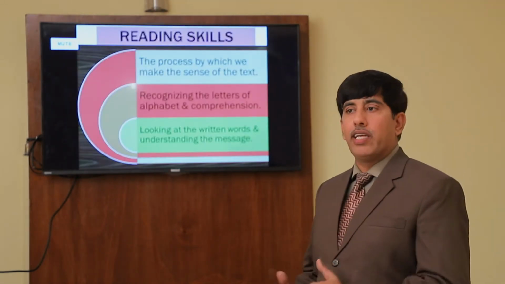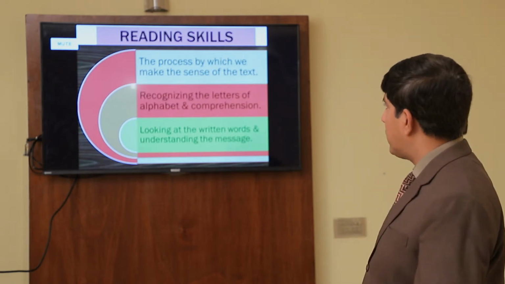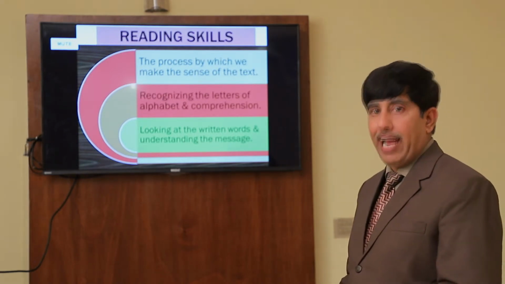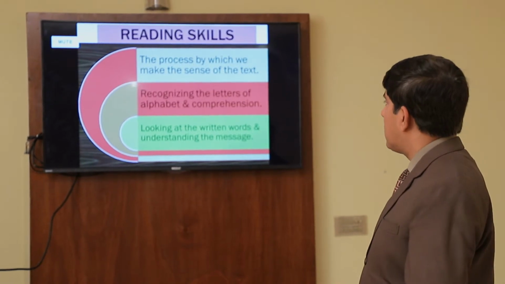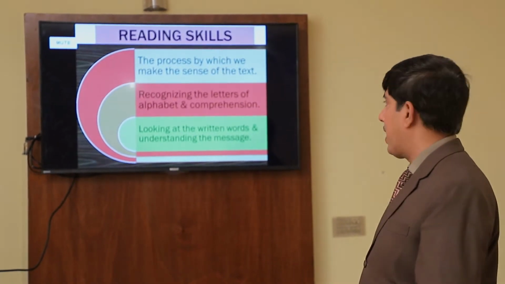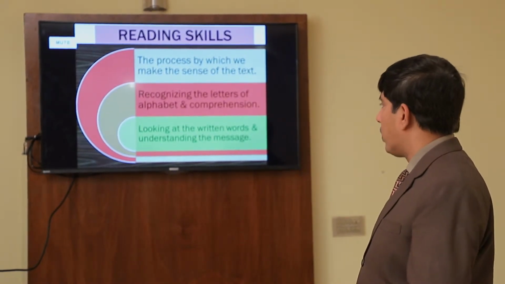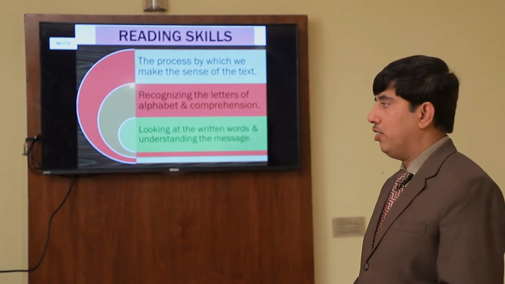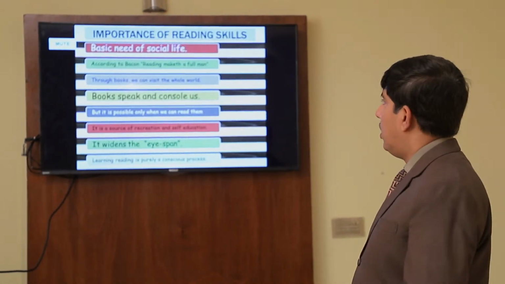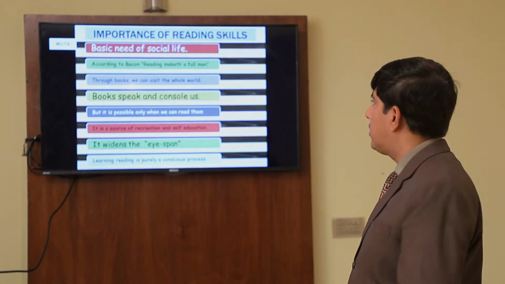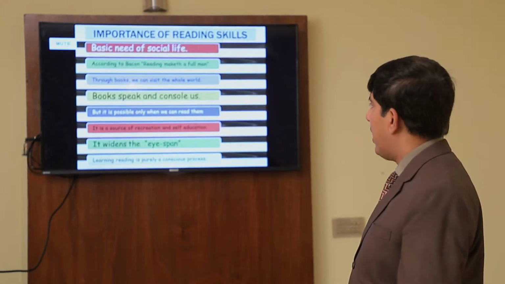Now we move towards reading skills, the process by which we make sense of the text: recognizing the letters of the alphabet and comprehension, looking at the written words and understanding the message. And its importance is that it is a basic need of our social life.